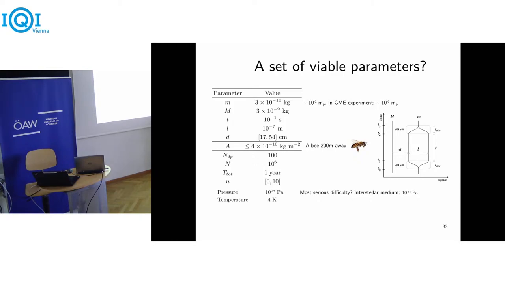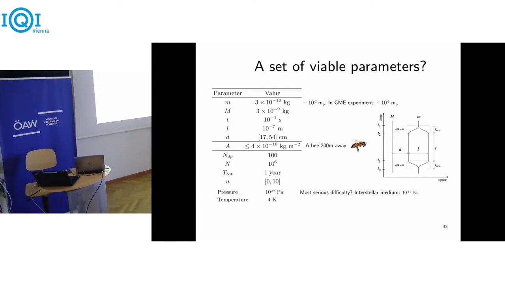Another parameter that I would like to comment on is this A. So this A quantifies the gravitational noise, how much isolated the experiment should be. And it should be isolated so that the limit of sensitivity should be that of a bee flying 200 meters away. So this is very, very sensitive. But if you think of doing the experiment in space, for instance, maybe that's something indeed which is reasonable. You can probably have control with such accuracy on the gravitational noise for your experiment.